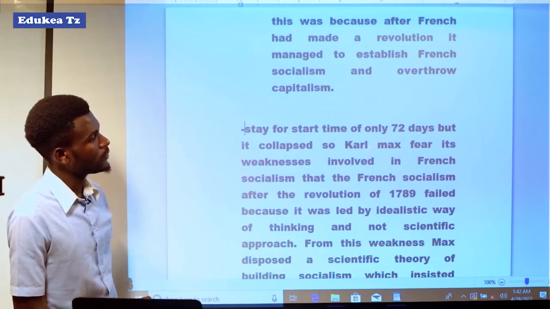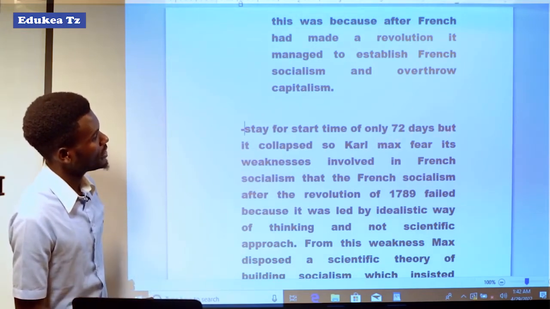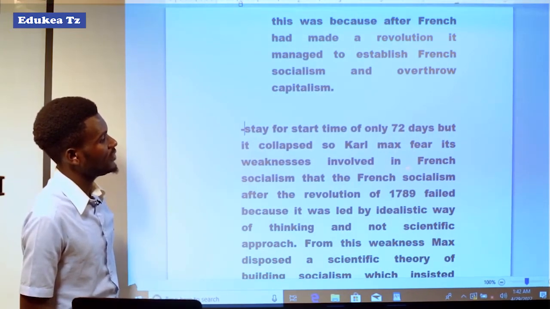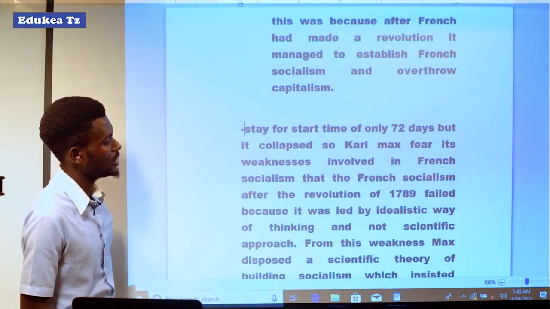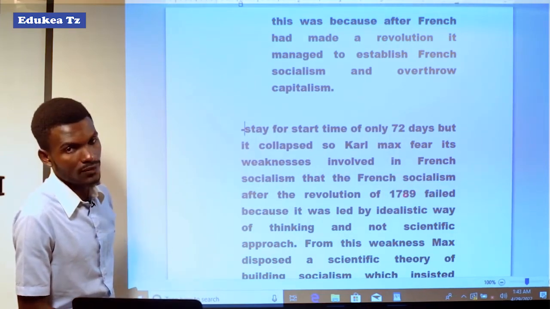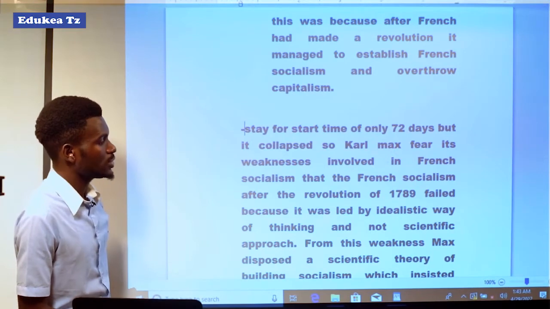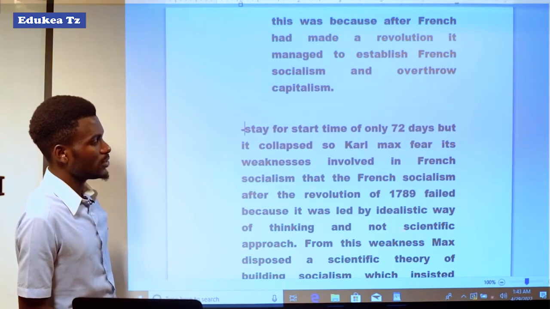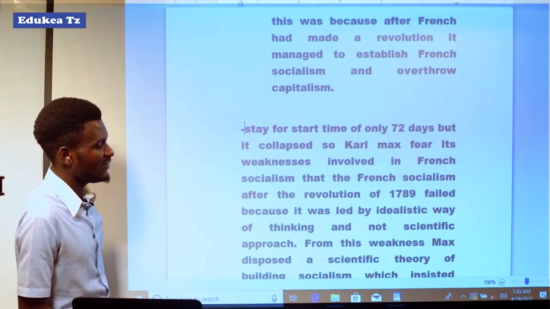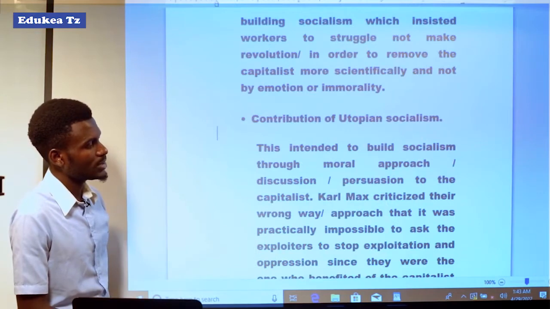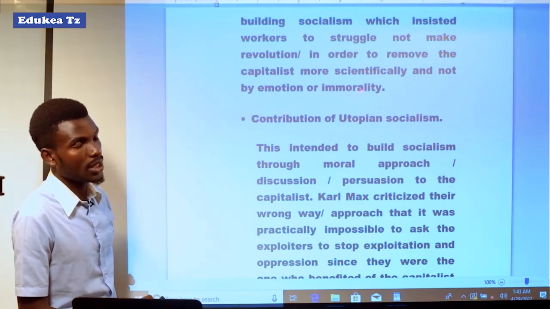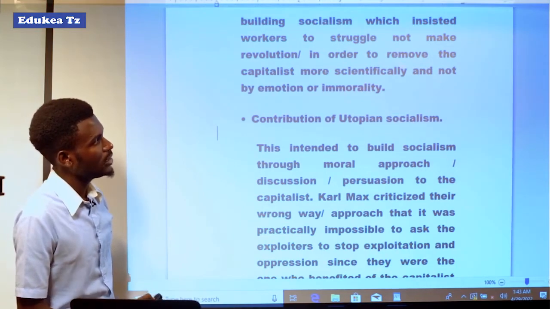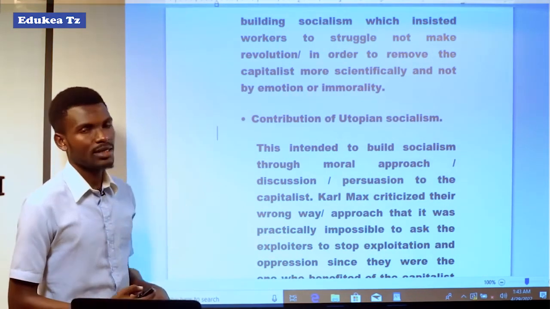It lasted for a short time of only 72 days, but it collapsed, so Karl Marx feared its weakness involved in French socialism, that the French socialism after the revolution of 1789 failed because it was led by an idealistic way of thinking and no scientific approach. From this weakness, Marx proposed the scientific theory of building socialism, which insisted workers struggle to make revolution in order to remove the capitalists, more scientifically and not emotionally or immorally.